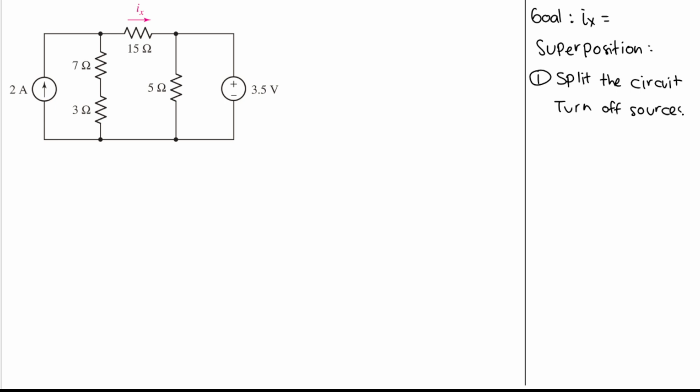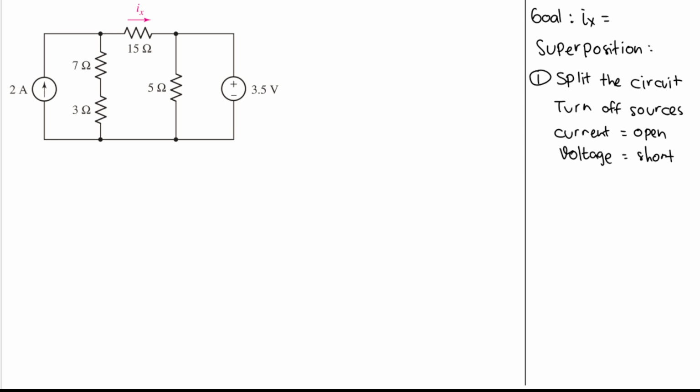And how to turn off sources? If we have a current source, we replace it with an open circuit. And if it is a voltage source, we replace it by a short circuit. And maybe let's redraw the split circuit here.